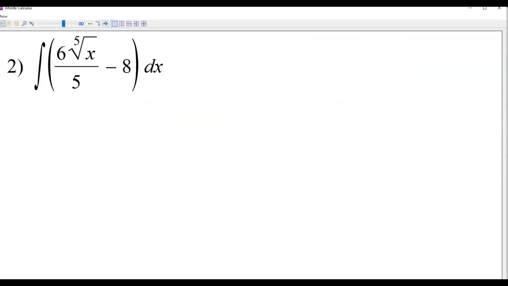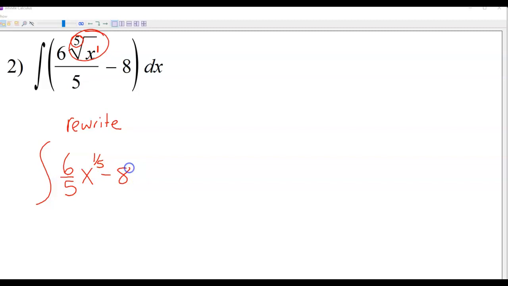This is more power rule stuff. It just doesn't look like it. So a lot of times when you have these radicals, what you're going to want to do is rewrite the problem. So for instance, I'm going to put 6/5 as just a fraction here in the front, and I'm going to change that 5th root of x into an x to the 1/5 power. That's what radicals are. You can imagine there being a 1 right here. That's the numerator, and the root that we're taking is the denominator. So it's x to the 1/5. The 8 is fine the way that it is. All right, so now that I've rewritten it, now we can do our power rule.